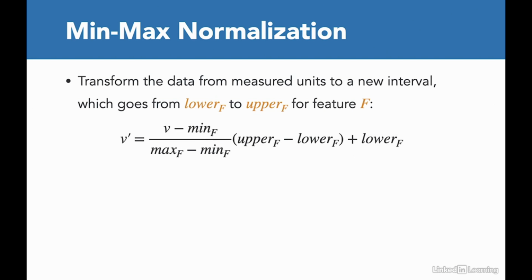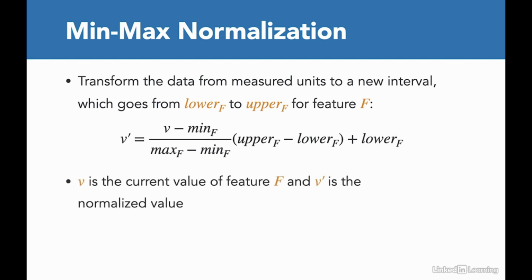Mathematically, this transformation is represented as shown here, where v prime is the normalized value, v is the original value, min f is the minimum value for the feature, max f is the maximum value for the feature, upper f is the user-defined upper bound, and lower f is the user-defined lower bound.